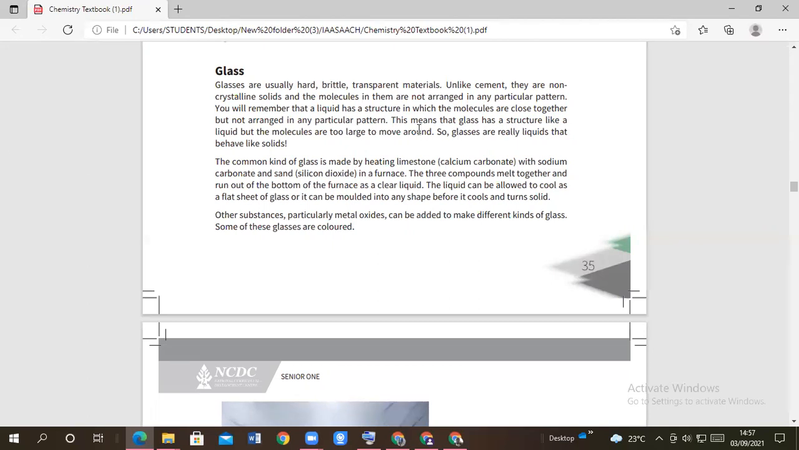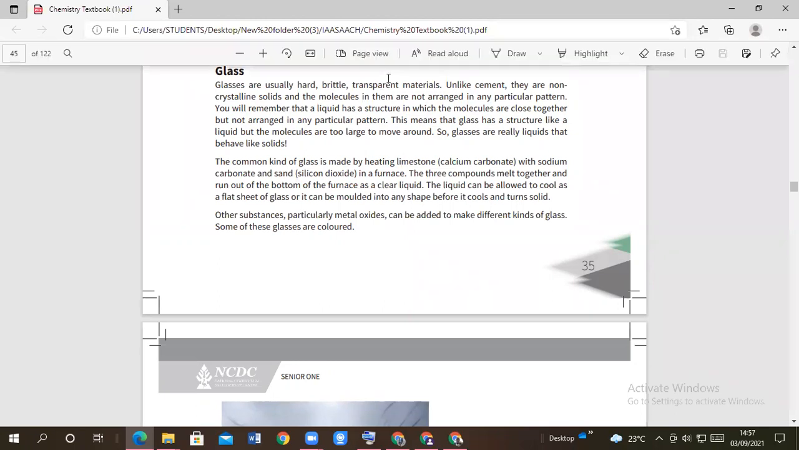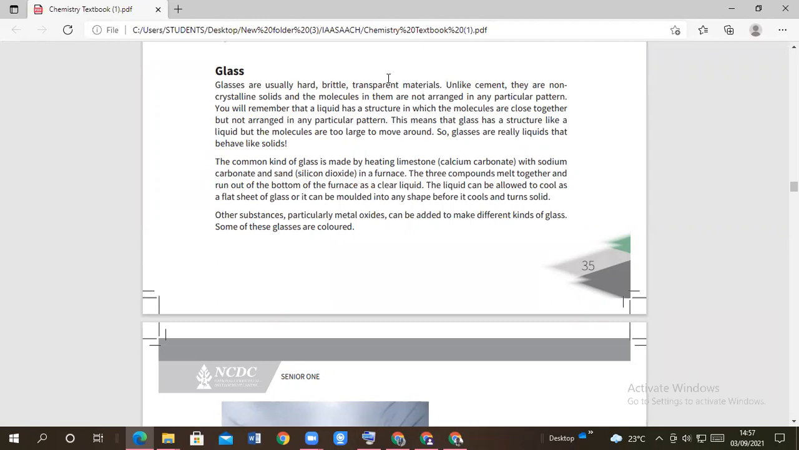So here they are saying this means that glass has a structure like a liquid, but the molecules are too large to move around. They are intact. They are too large to move what? Around. While those in water can move around, they can slide over each other. That's why if you touch water, it is somehow slippery, because it has the ability of sliding over its own molecules.